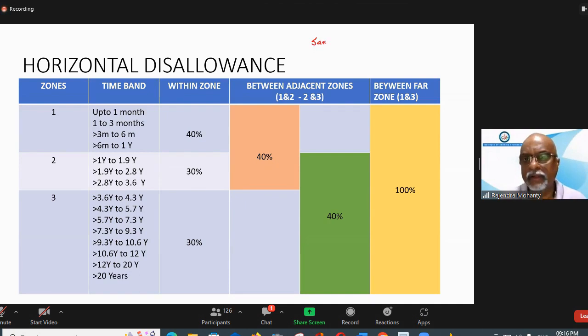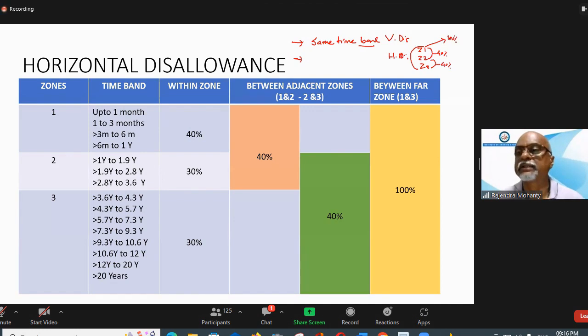Vertical disallowance is for the same time band. For the same time band, vertical disallowance. And for other time bands, it is horizontal disallowance. So for other time bands, zone 1, zone 2, zone 3: between zone 1 and zone 2, it is 40%. Zone 2 and zone 3, 40%. Zone 1 to zone 3, it is 100%. And within the same time band, it is 40, 30, and 30.